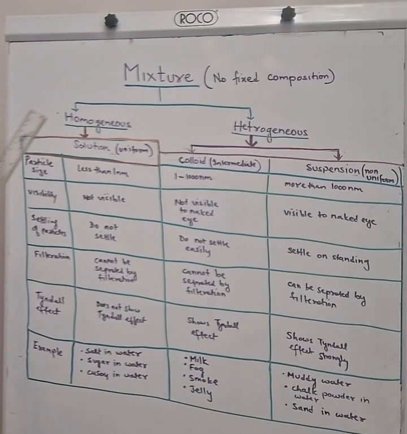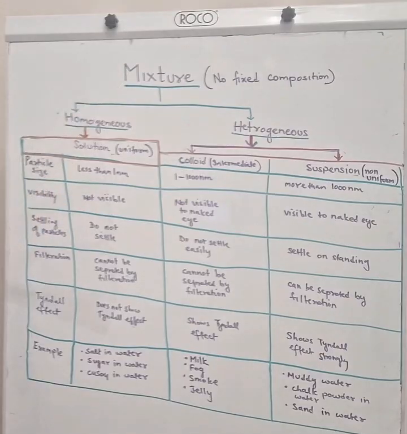Today's class we are going to talk about mixture. Now what is a mixture? A mixture is a substance formed when two or more substances are physically combined without any chemical change. When you mix sand with water, this is a good example of a mixture.